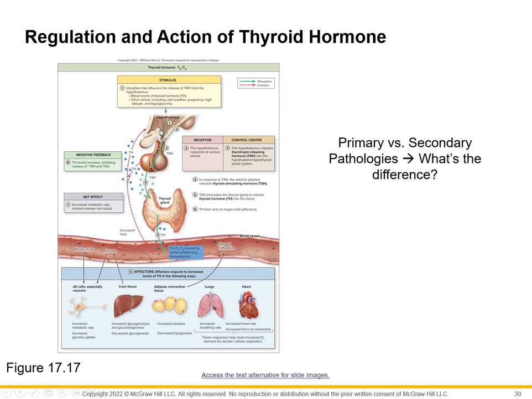So you have TRH from the hypothalamus stimulating TSH from the pituitary, which stimulates thyroid hormone release from the thyroid gland. It enters into the bloodstream, and then it's acting on a myriad of different structures: neurons, liver, connective tissue, adipose tissue, lungs, heart rate, all in an effort to promote or increase metabolic rate.